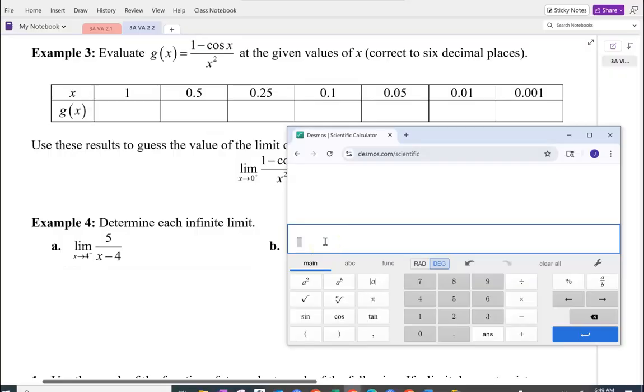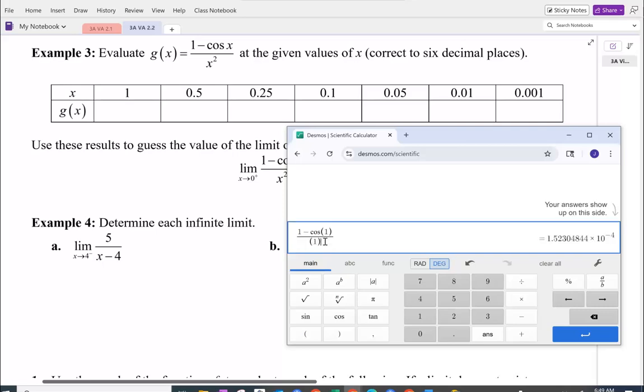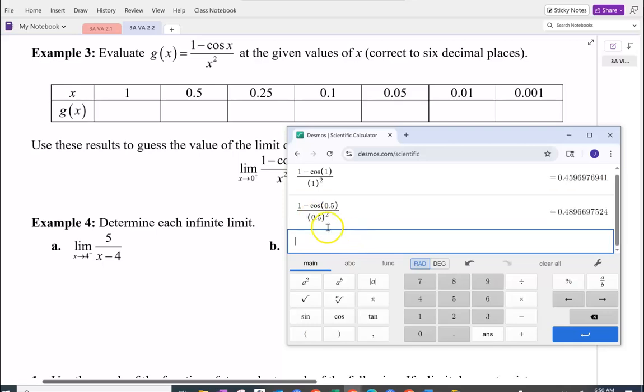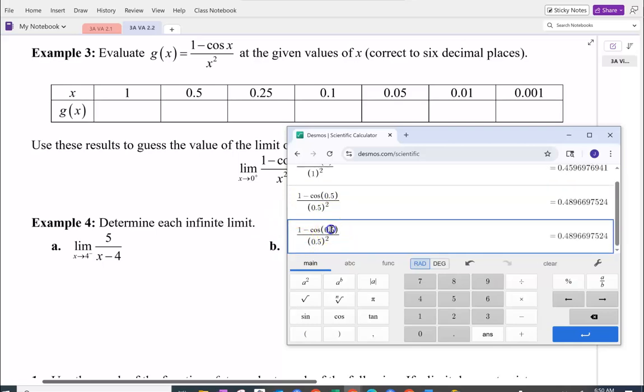So using a calculator, we're going to have 1 minus the cosine of 1 over 1 squared. And because we have no degree symbols here, we're going to assume we're in radians, so make sure your calculator is in radians. And then we'll repeat this process with 0.5, 0.25, 0.1, and so on.